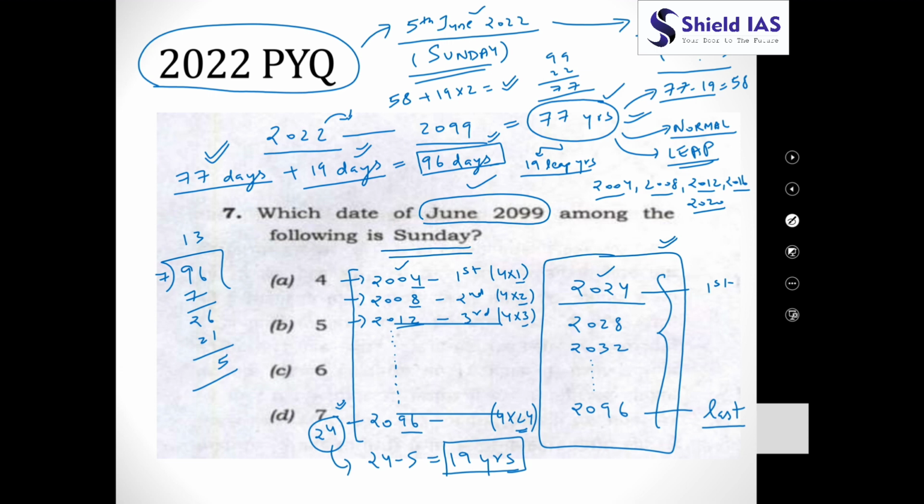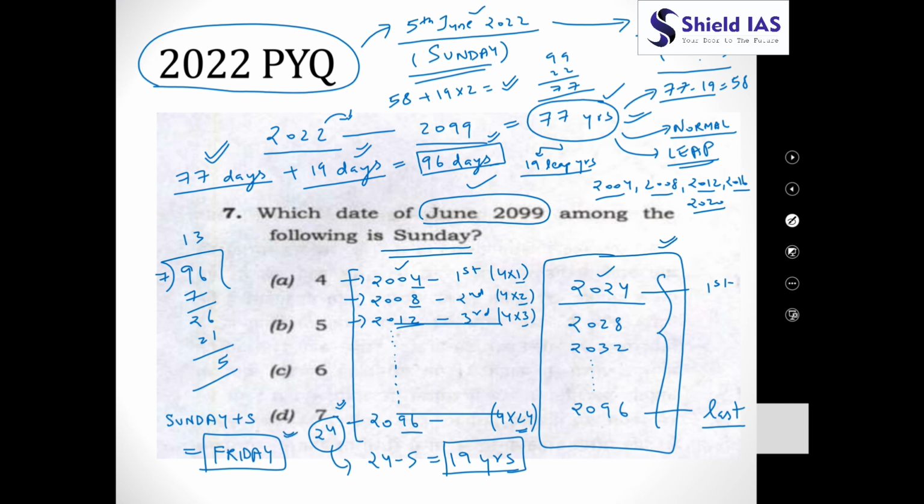Yes, so what I have to do, in order to get the day on 5th January 2099, I have to add 5, that is this remainder, to my initial day. Sunday plus 5 comes out to be Friday.